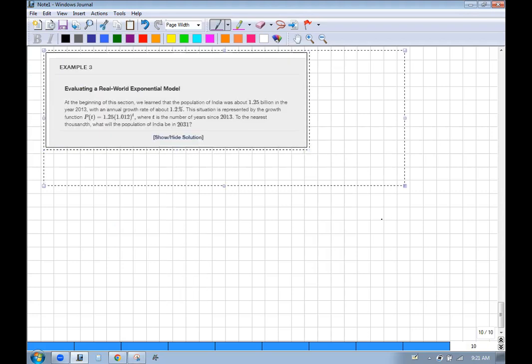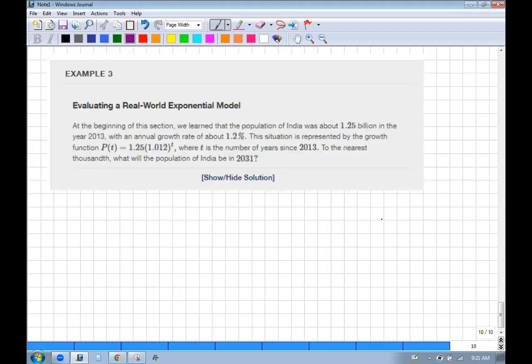At the beginning of this section, the population of India was about 1.25 billion in the year 2013, with an annual growth of 1.2%, or 0.012. The situation is represented by the growth function population. Here's your A, right? 1.25 billion. That's the starting point. We're calling year 2013 year 0. All right, that's used the number of years since 2013.